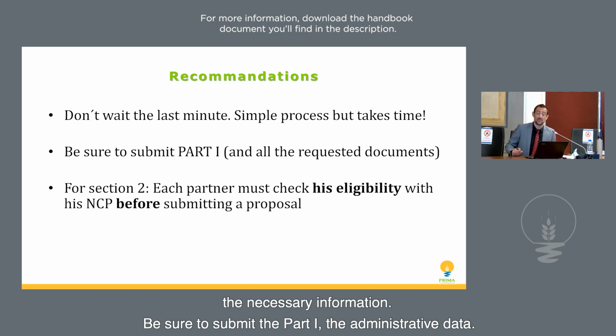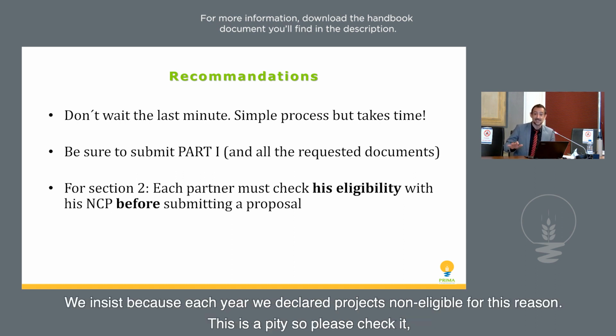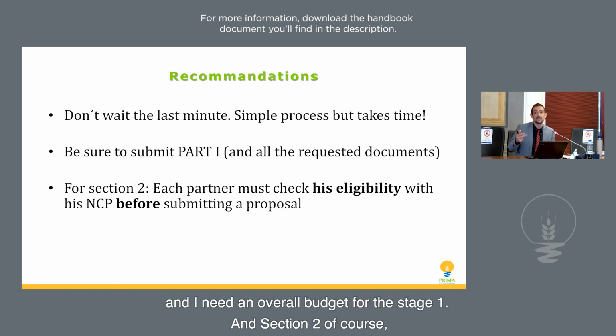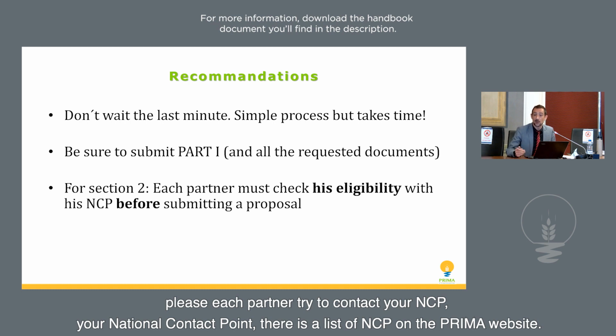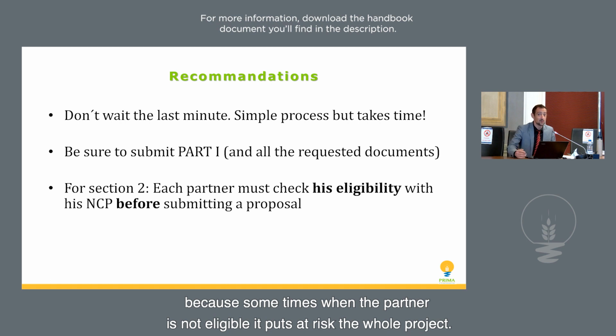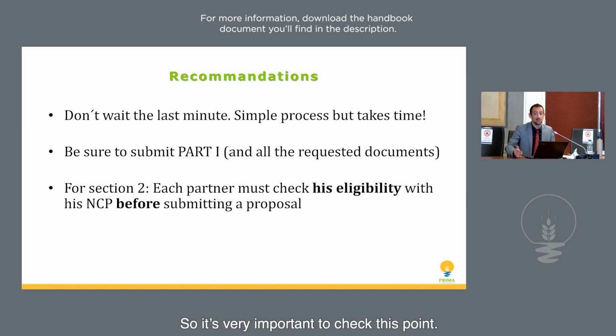Be sure to submit part 1, the administrative data. We insist because each year we declare projects non-eligible for this reason. This is a pity. So please check, have your checklist: I need part 1, I need part 2, and I need an overall budget for stage 1. And for Section 2, of course, please, each partner try to contact your NCP, your national contact point. There is a list of NCPs on the PRIMA website. You can contact them to verify your eligibility before applying, because sometimes when a partner is not eligible, it puts at risk the whole project. So it's very important to check this point.